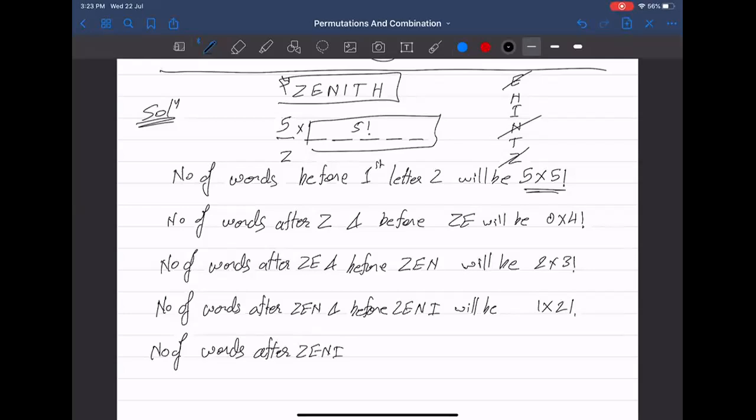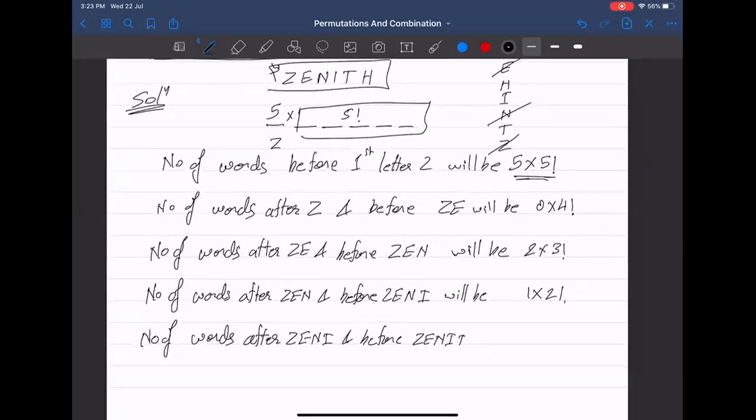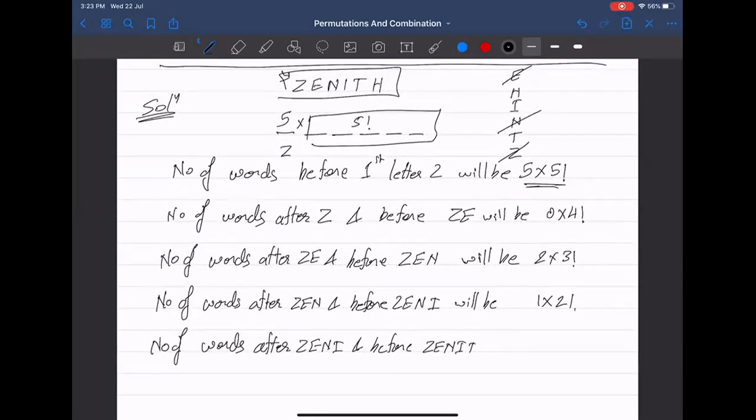ZENI, after ZENI and before ZENIT. Can anyone tell me? एक मिनट, मैंने कुछ नहीं उड़ाया. कौन सा नहीं उड़ाया? I नहीं उड़ाया. Okay. Will be 1 into 1 factorial. So definitely the girl was saying right. ZENIT के पहले ZENIH वाला वर्ड तो होएगा ही होएगा, which should be 1 into 1 factorial.